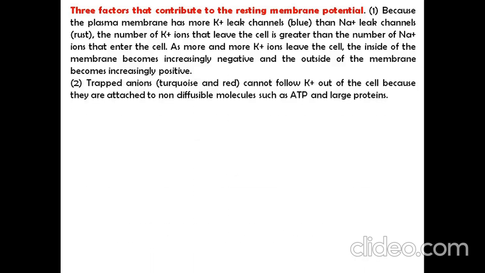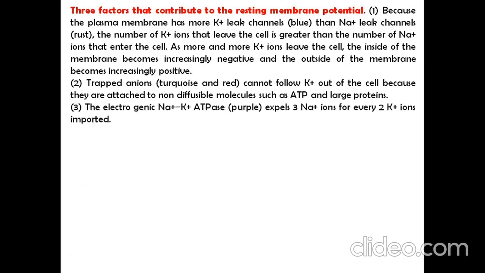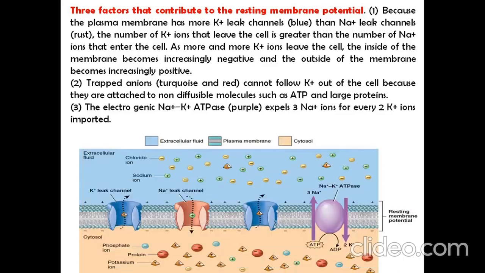Anions cannot flow out of the cell with potassium because they are attached to non-diffusible molecules such as ATP and large proteins. And the electrogenic sodium potassium ATPase expels 3 sodium ions for every 2 potassium ions imported. It means the membrane contains more potassium channels as compared to sodium channels. And this sodium potassium ATPase pump expels the 3 sodium ions and imports the 2 potassium ions.